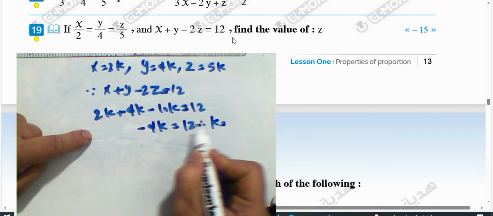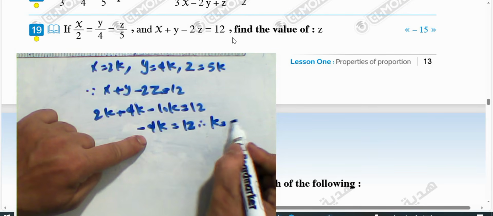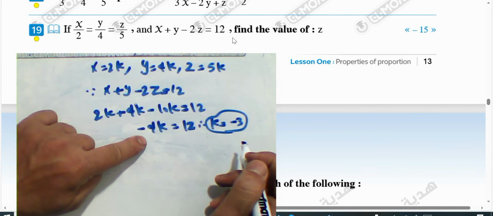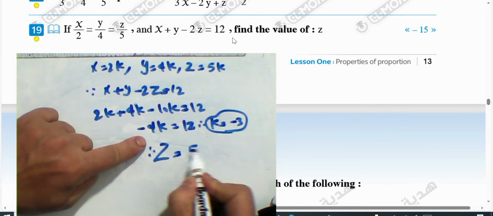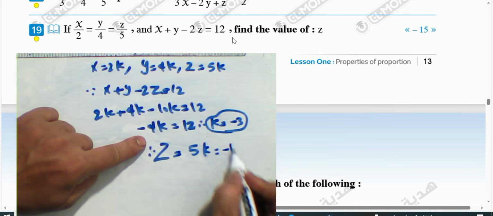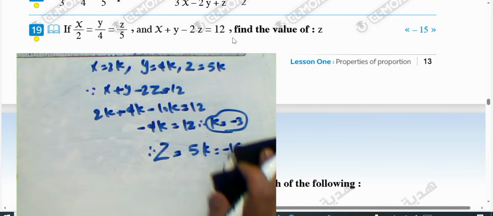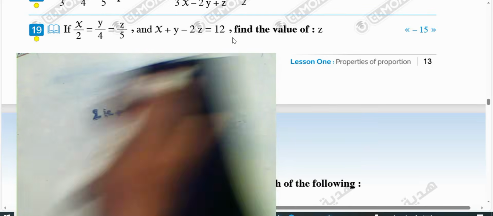Then the value of k equals 12 divided by negative 4, which is negative 3. That's the value of k. Now you can find the value of z. Z will be equal to 5 times k, 5 times negative 3, so it will be negative 15. The value of z is negative 15.